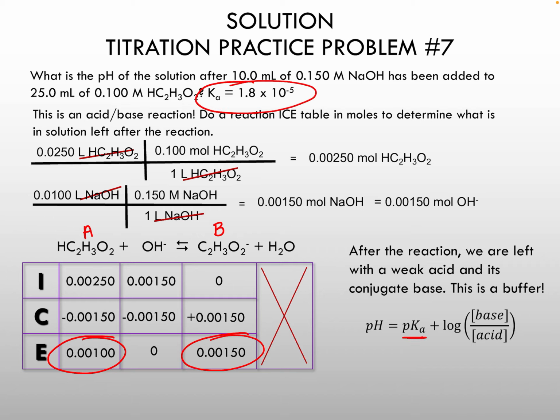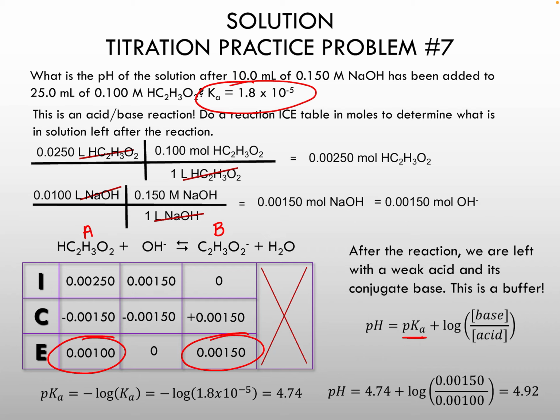Right now we were given the Ka, so if we take the negative log of our Ka, that will give us our pKa. And then we can go ahead and put it into our equation, again with our acetate on the top and our acetic acid on the bottom. I'm going to stop here and talk about this for a moment because you'll notice that I directly used the moles from our reaction ice table in our Henderson-Hasselbalch equation.